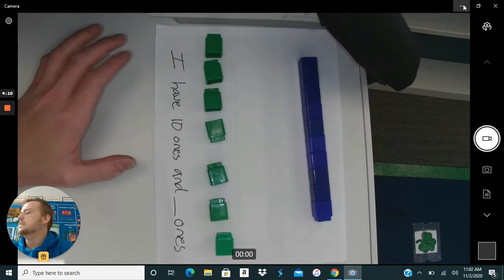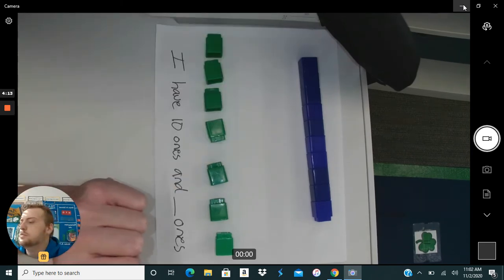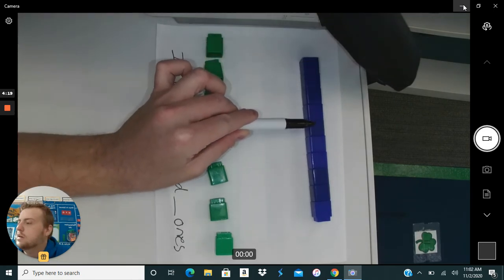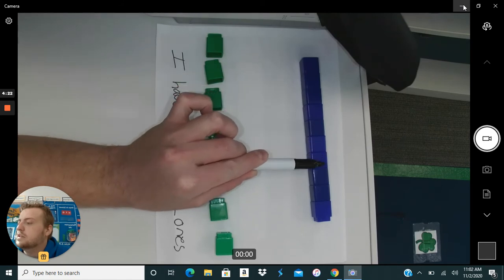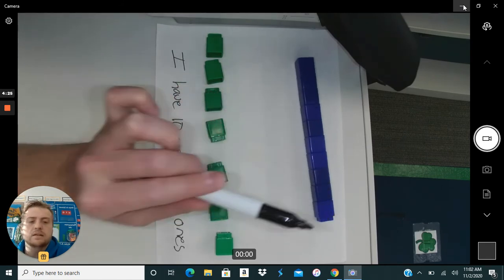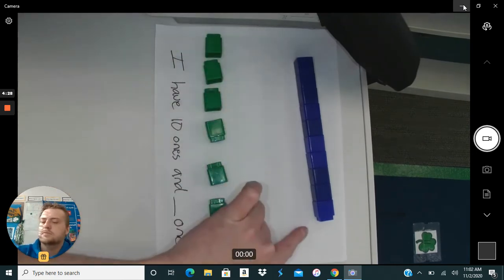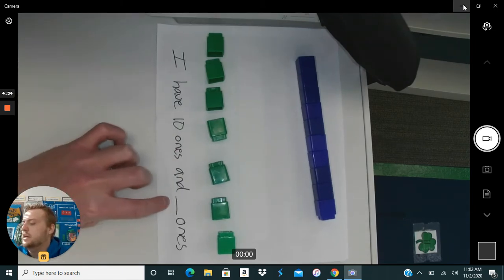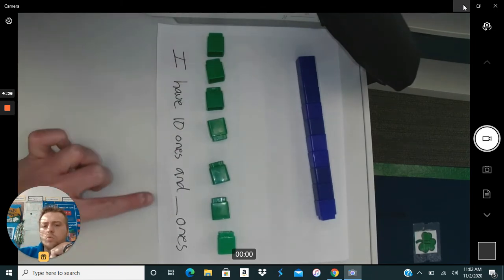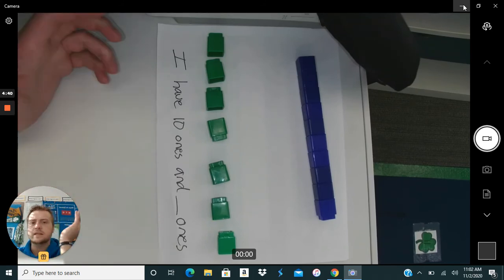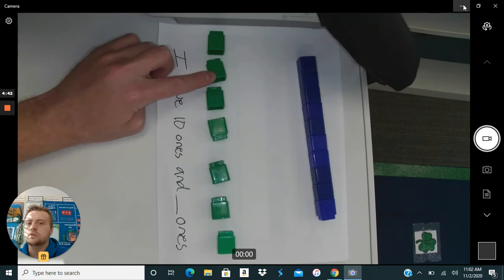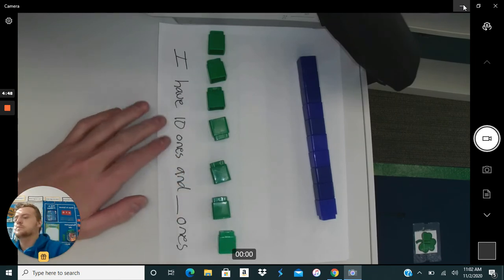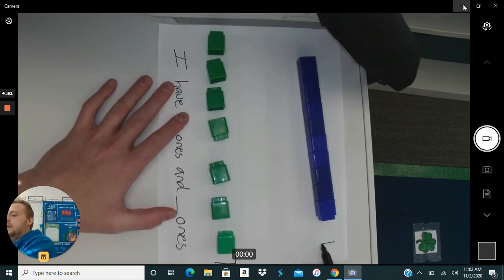Okay, so friends, let's look here. Let's count our blue cubes first. We have 1, 2, 3, 4, 5, 6, 7, 8, 9, 10. So I have 10 ones. So we have 10 blue ones that I put together. And blank ones. So how many green ones do we have up here? Let's count them. 1, 2, 3, 4, 5, 6, 7. So I have 7 and I have 10.